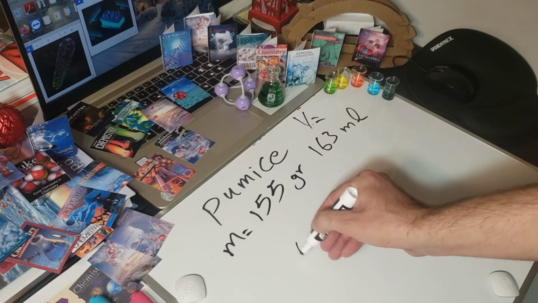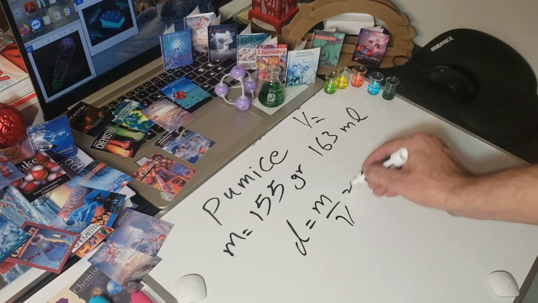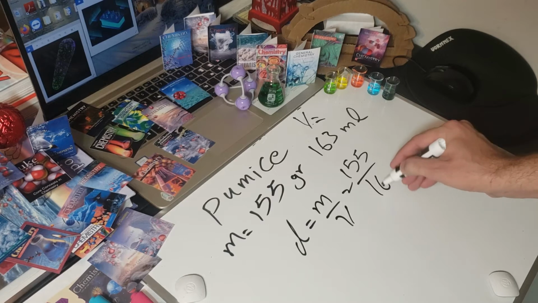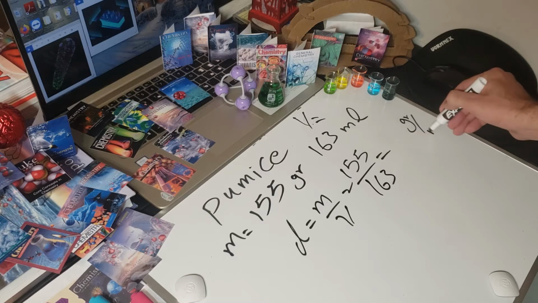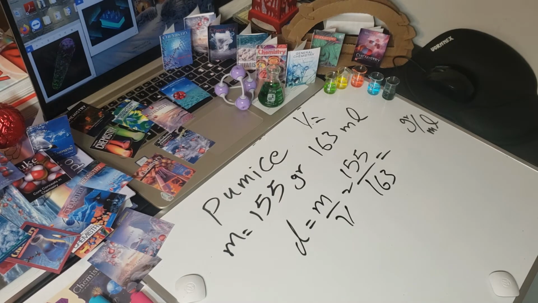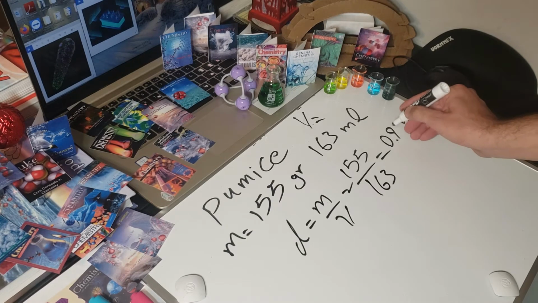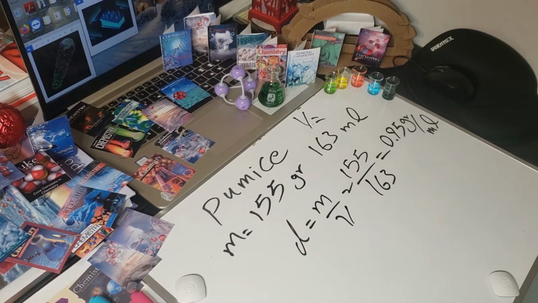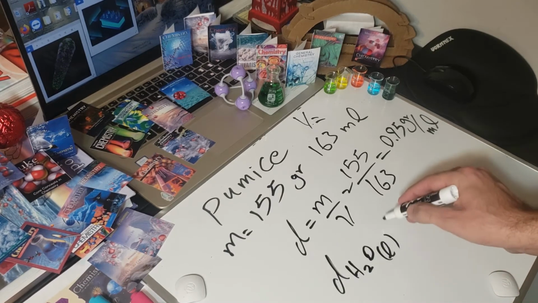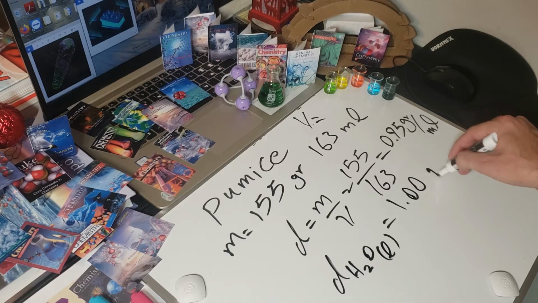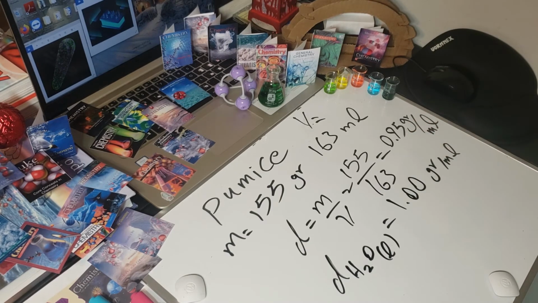So the density would then be your mass over your volume, 155 divided by 163, and it would be gram per milliliters, because this is in grams and this is in milliliters. The answer would then be, let me just check, 0.95 gram per milliliters. Then the question also asks if it's going to float on water. The density of water, by the way, D of H2O liquid, is 1.00 gram per milliliter. So this is definitely going to float on water.